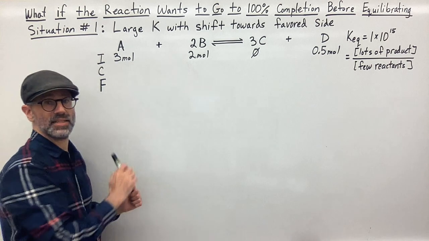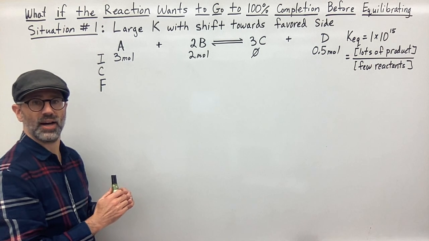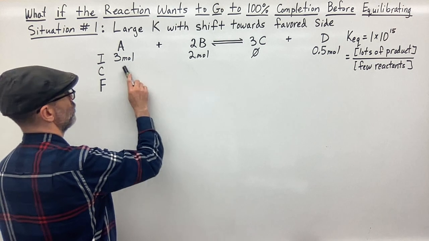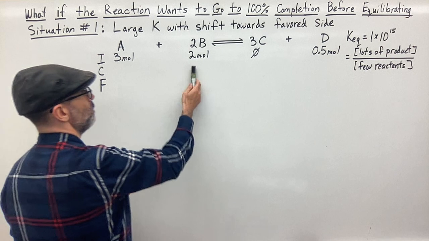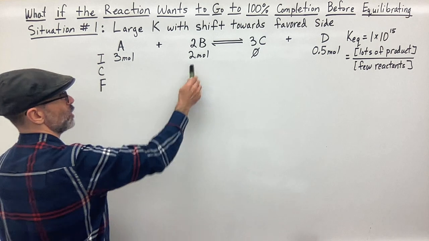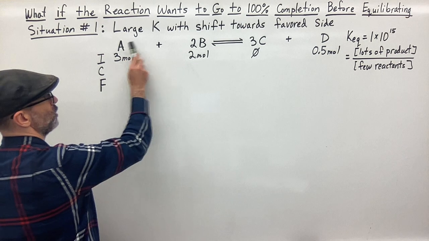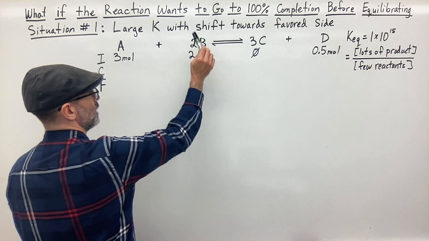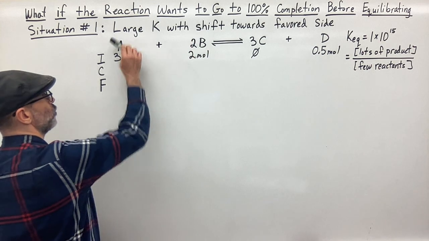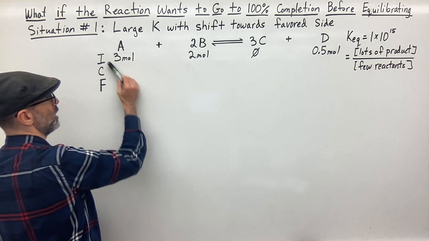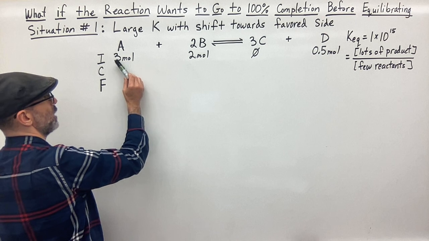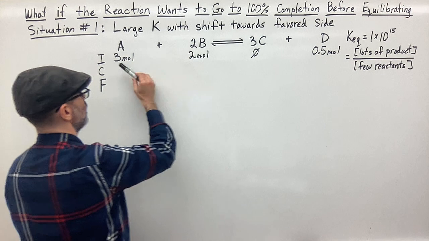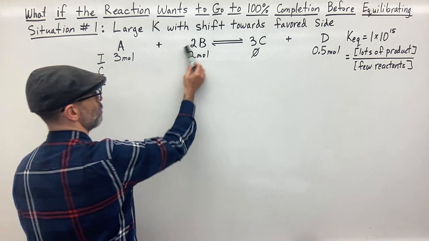So basically, this is a limiting reagent problem. I need to figure out which one of these is going to be used up completely, because it's going to go 100% until one of these is used up. According to the ratio, I have 1 A for every 2 B's, so I need 2 B's to completely react with 1 A. Here I have 3 moles of A. To react completely with 3 moles of A, I need twice as much B. So I need 2 times 3, which is 6 moles of B.